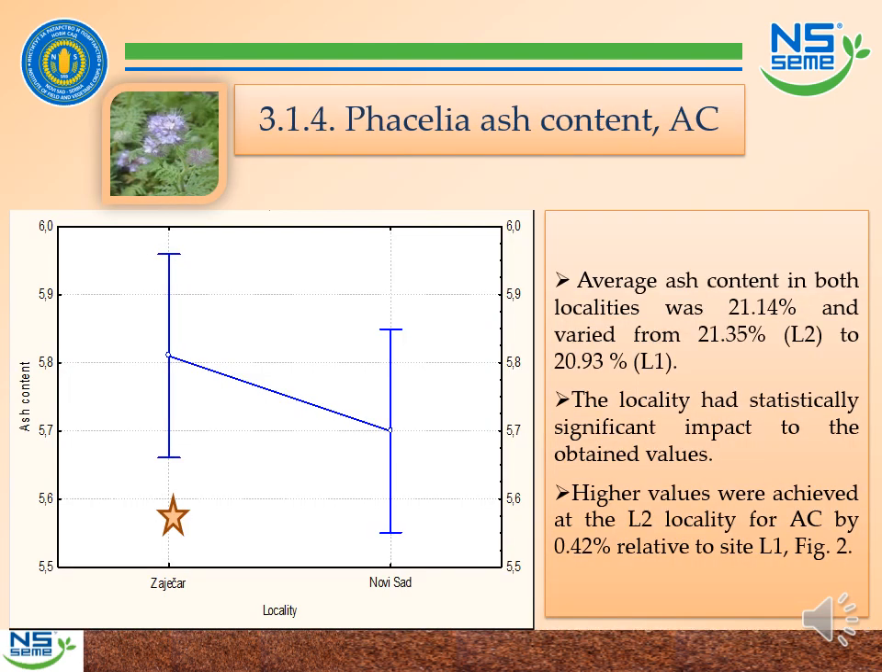Average ash content in both localities was 21.14% and varied from 21.35 to 20.93% on the first locality. The locality has significant impact on these values. Higher values were achieved at the second locality by 0.42% in relation to the first site.